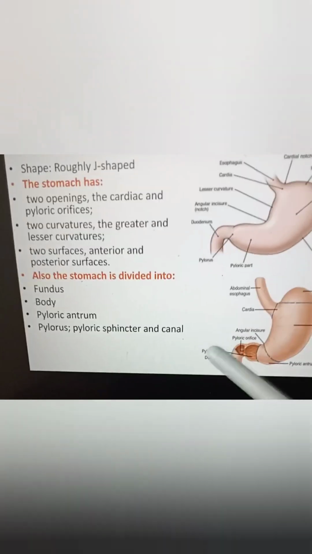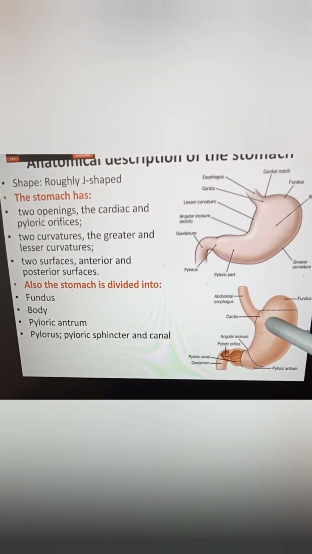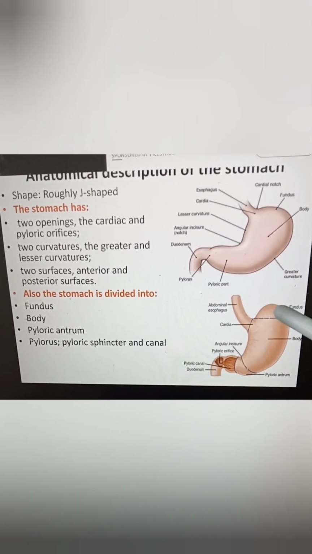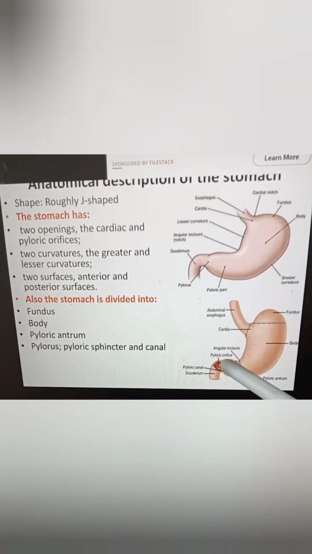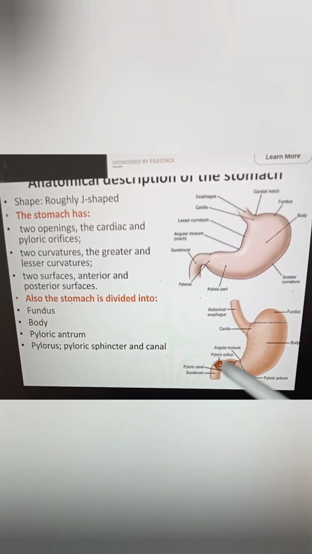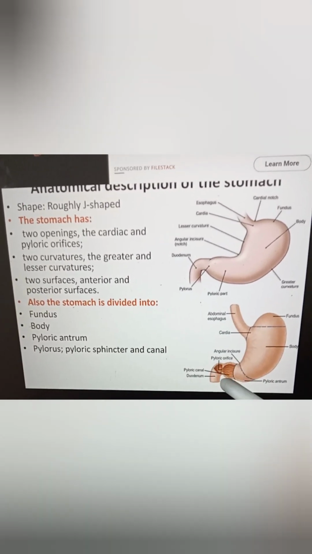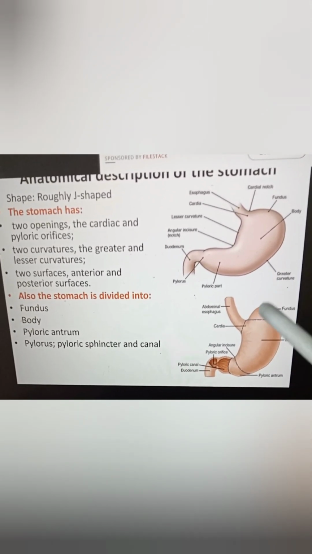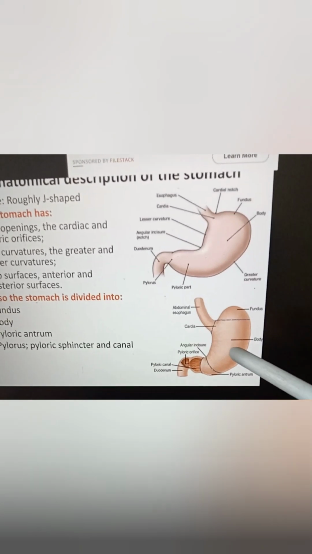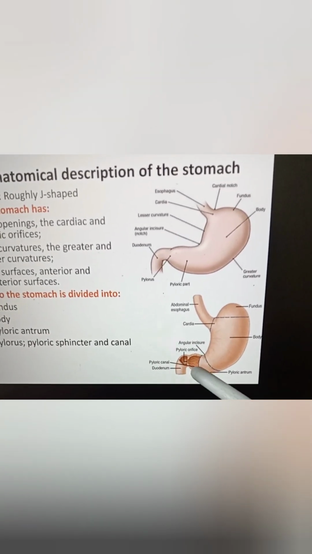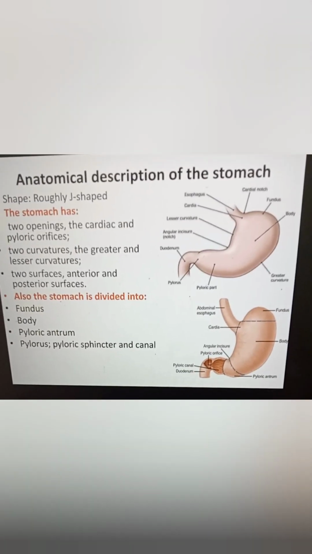When it comes to the parts of the stomach, it is divided into the fundus, the body and the pyloric antrum. You can see the image here. The upper portion is called the fundus, the middle portion is called the body, and the lower portion is called the pyloric antrum, or we can say pyloric canal, which is connected to the small intestine. The fundus is connected to the esophagus, and the lower portion is the pyloric canal. These are the parts of the stomach.